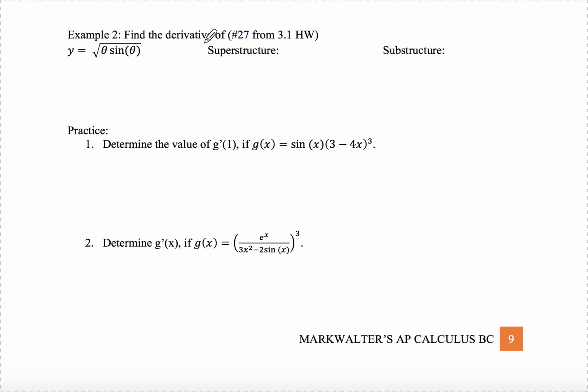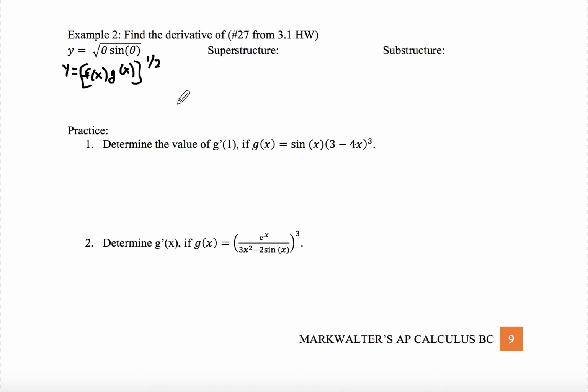All right, here's another one. Ooh, interesting. So let's see what we have here. Sometimes it helps to rewrite stuff. What do we have here? We have the square root of something. In fact, if we want to rewrite this, let's call theta f of x. We have g of x, which is sine of theta, and that whole thing raised to a half power.